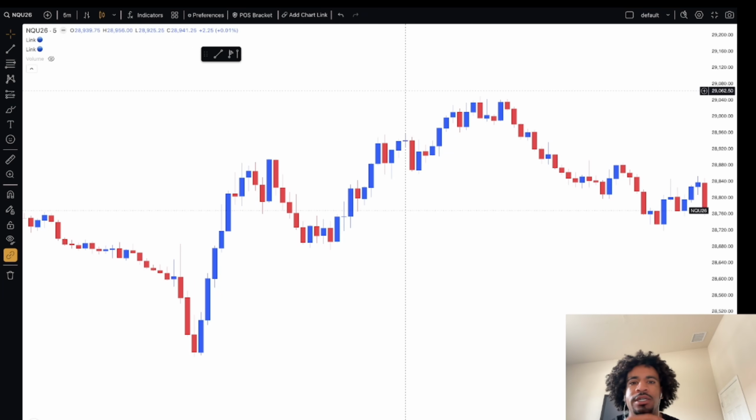Let's see if we could get this done in 60 seconds or less. Okay. For a bullish breaker structure, it's when we break above the last swing high.